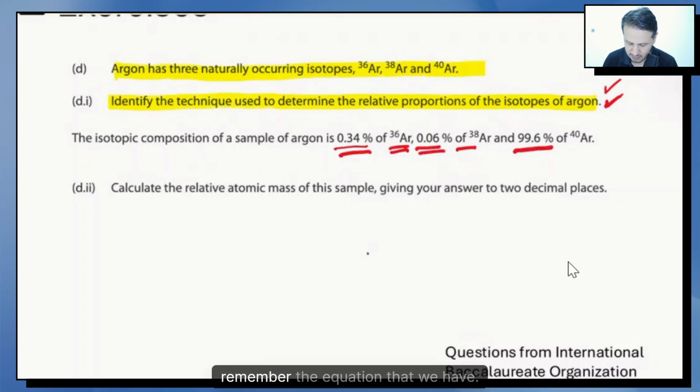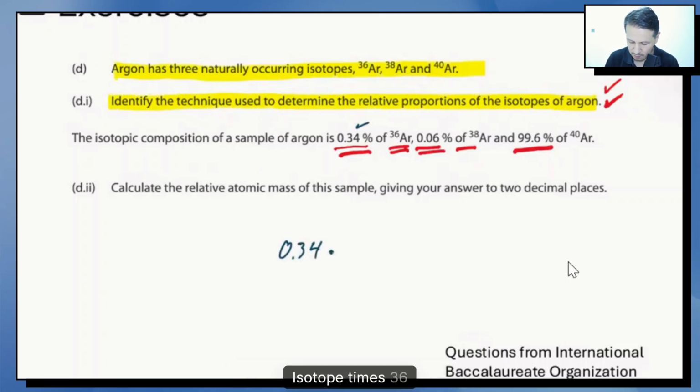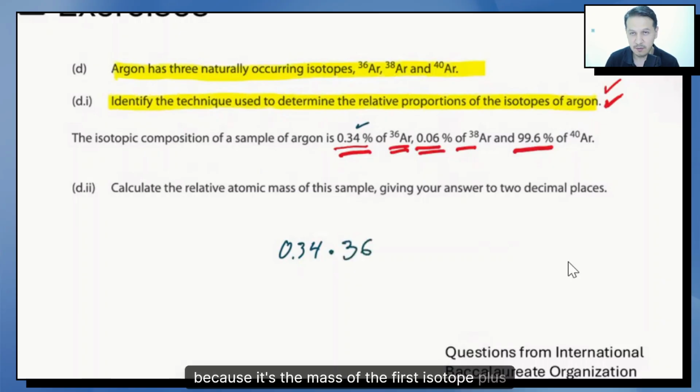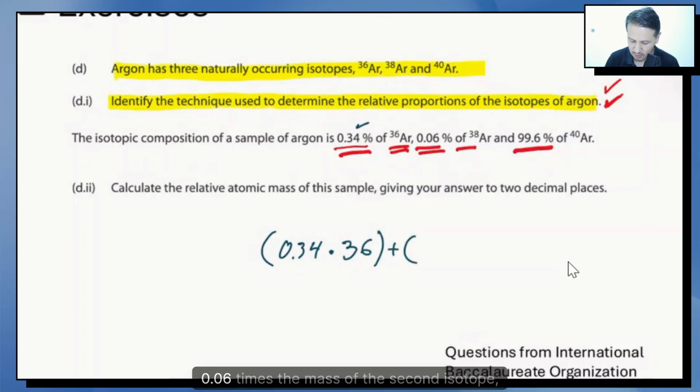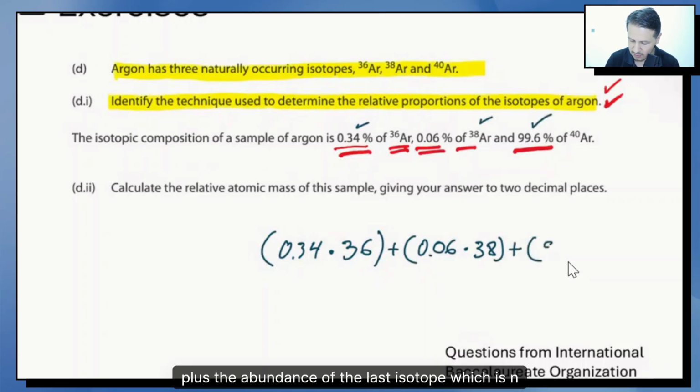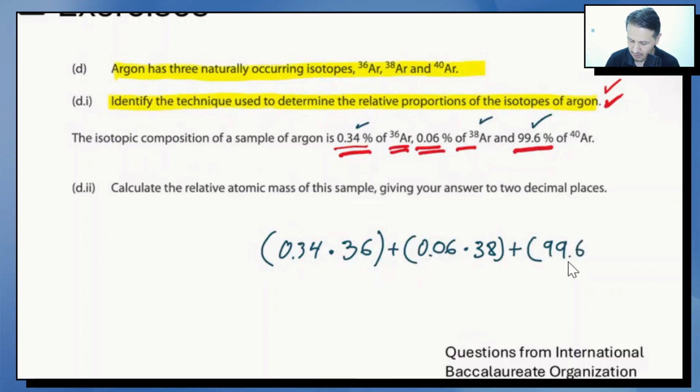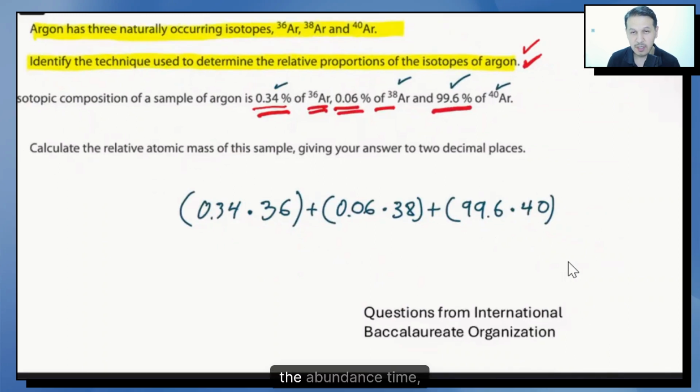So solving this exercise, remember the equation that we have: the abundance times the mass of the isotope, divided by the total percentage. So here we have 0.34, which is the first isotope, times 36, because it's the mass of the first isotope, plus the abundance of the second isotope, 0.06, times the mass of the second isotope, which is 38, plus the abundance of the last isotope, which is 99.6, times 40, which is the mass of the last isotope, right? Once we have the abundance times the masses of all of them, then I will divide it by 100.